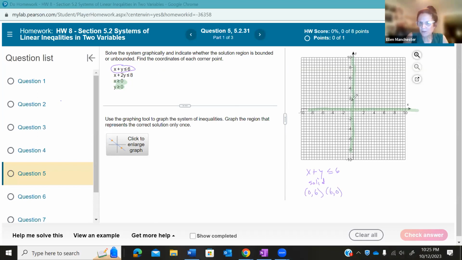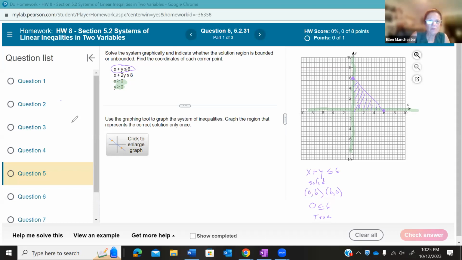So on paper, I'm coming here. I have a point at 6 and at 6. I create my line. I do my test. 0 is less than or equal to 6. That is a true statement. So I'm going to shade below. And again, this is all on my paper.